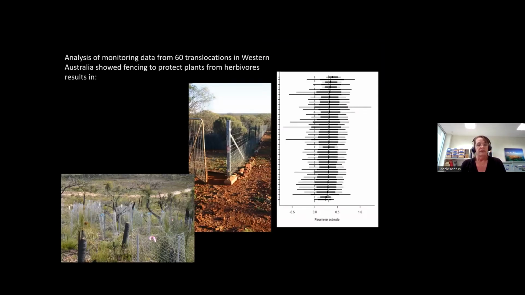So moving on, I'd like to give some examples from our work here in WA about some of the different types of monitoring of translocations. So I'm going to talk first about how we use the monitoring of many translocations to look at how effective our watering and herbivore exclusion treatments are.